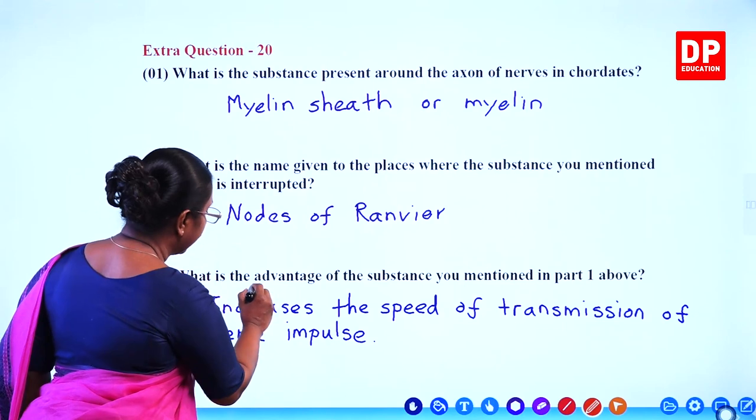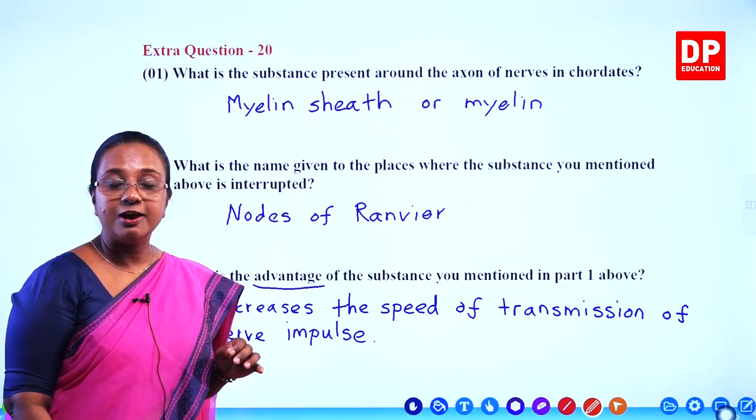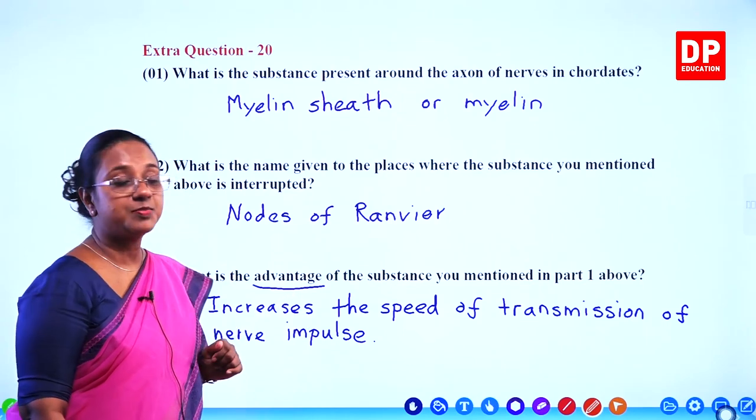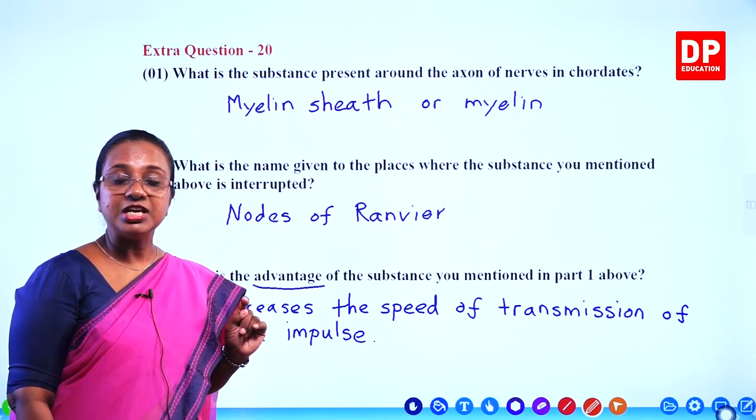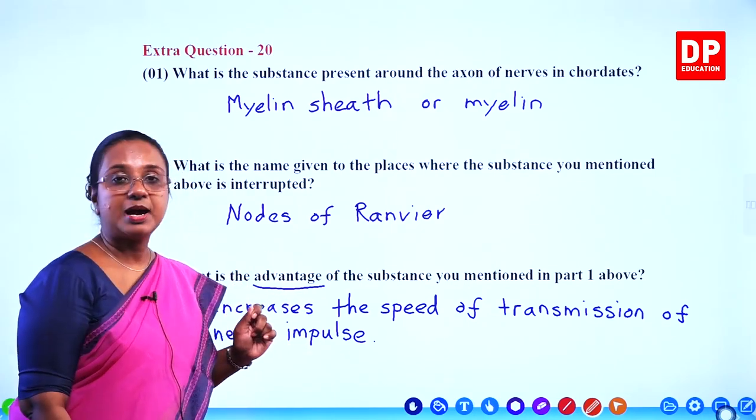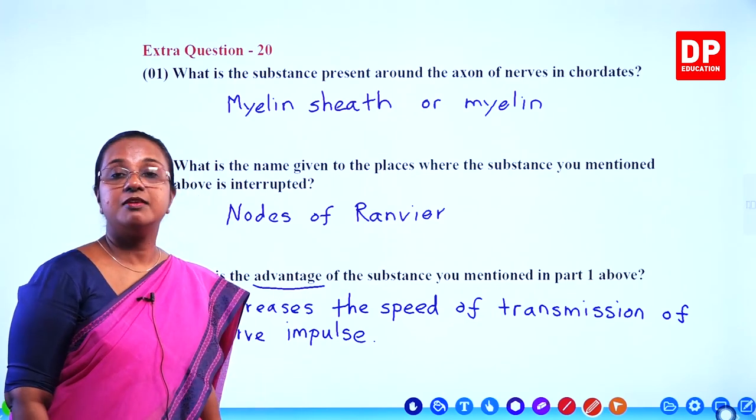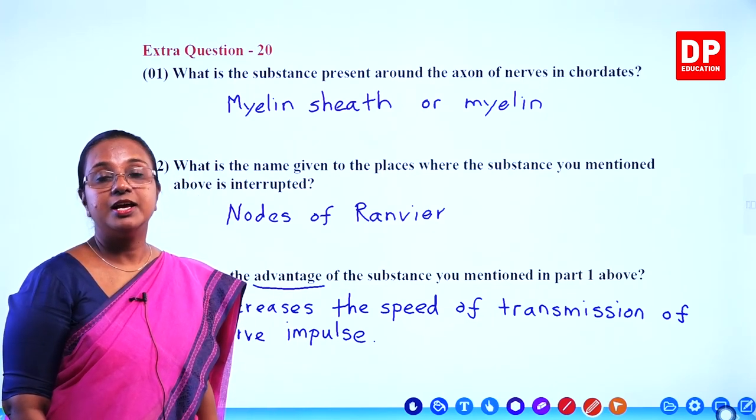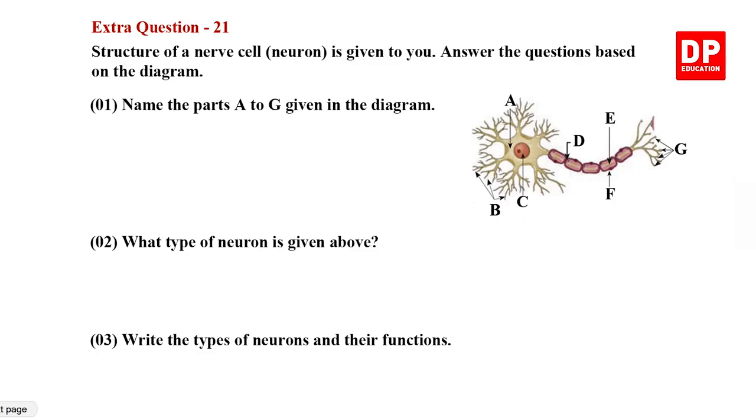That is the advantage. So students, you have to be careful when answering these types of questions. The presence of myelin sheath is for protection, but the advantage of myelin sheath is the increase in speed of transmission of nerve impulse. I will move on to the next question.